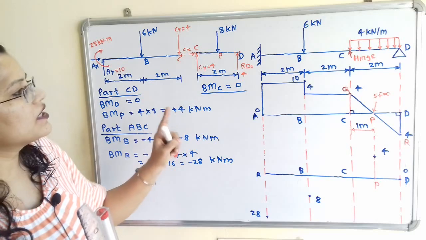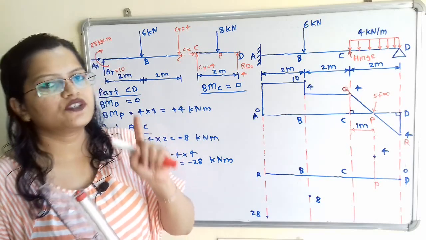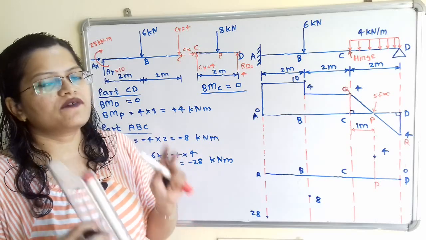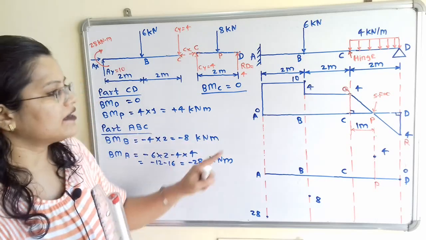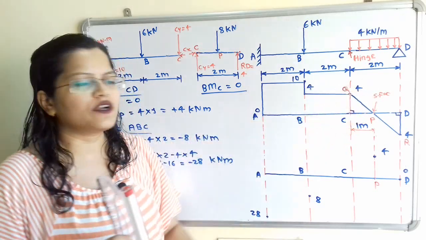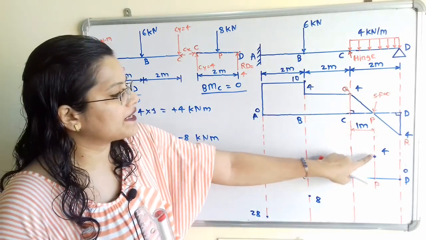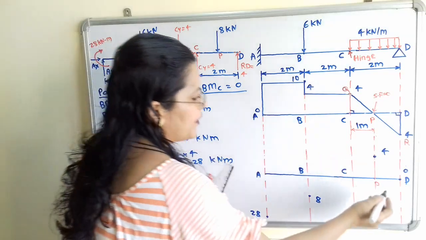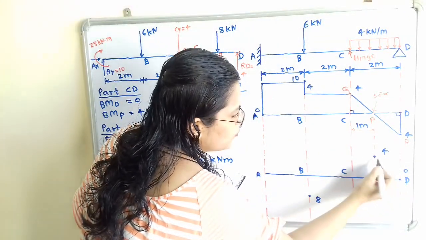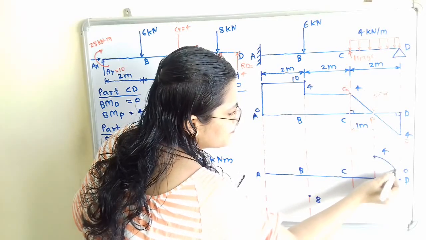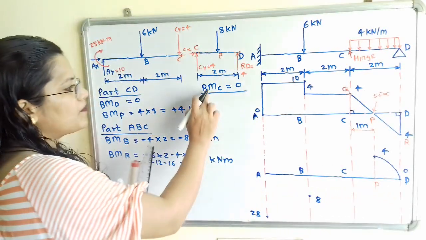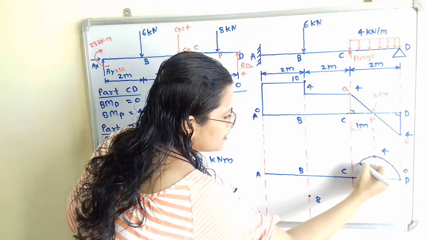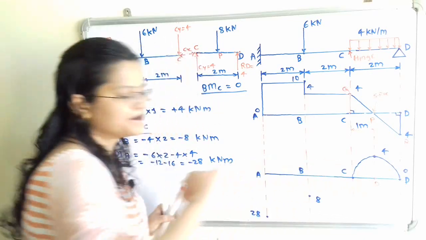If we observe the span CD, then it is uniformly distributed load. So we know that the bending moment will follow parabolic path, and the point where shear force is equal to 0 is having maximum bending moment, and that is equal to plus 4. So we will connect this point. So I will connect from this D to plus 4. Now we know that bending moment at point C is equal to 0. So here is the point 0. So I will connect here with parabolic path.